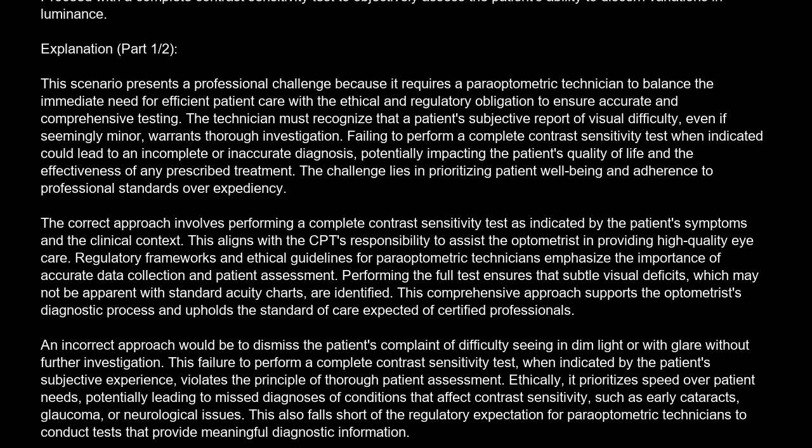An incorrect approach would be to dismiss the patient's complaint of difficulty seeing in dim light or with glare without further investigation. This failure to perform a complete contrast sensitivity test, when indicated by the patient's subjective experience, violates the principle of thorough patient assessment. Ethically, it prioritizes speed over patient needs, potentially leading to misdiagnoses of conditions that affect contrast sensitivity, such as early cataracts, glaucoma, or neurological issues. This also falls short of the regulatory expectation for paraoptometric technicians to conduct tests that provide meaningful diagnostic information.